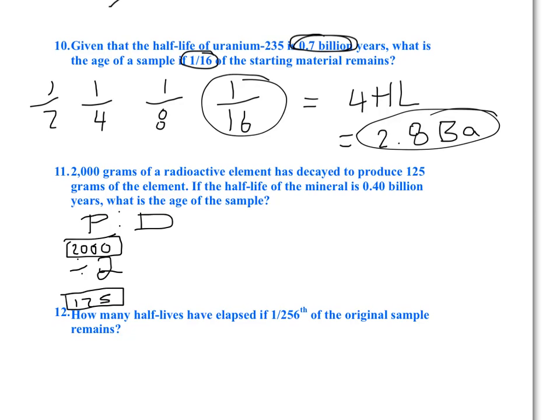Well, 2,000 divided by 2 is 1,000. 1,000 divided by 2 is 500. 500 divided by 2 is 250. 250 divided by 2 is 125. So that was 4 times. So the parent isotope got halved 4 times. Now we can determine the age because we know the time for one half-life is 0.4 billion years.